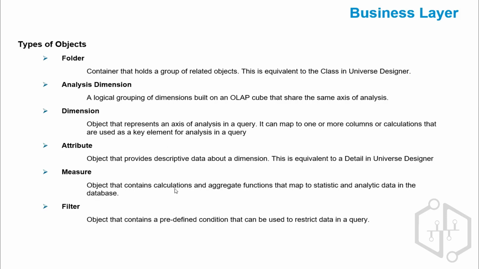The numeric objects that contain calculation and aggregate functions that map to statistical and analytic data in the database are measures. Attribute will give the descriptive information about some dimension. So detailed information about dimensions we will have using attributes. This is equivalent to a detail in Universe Designer. In Web Intelligence, we have an object type called detail. So it is data about the dimensions. If we have a name and it is split into first name and last name, then we can create a detail or attribute like that.